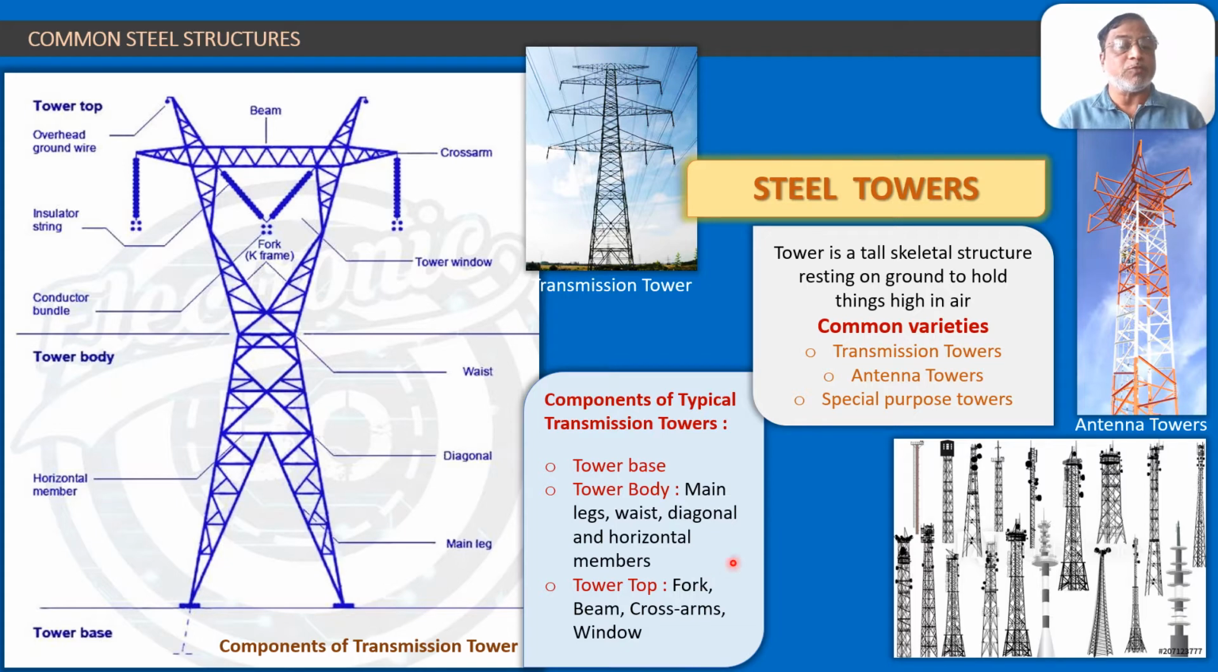Then there are cross arms. You can see this cross arm projecting out of the beam. Now here you can see some material suspended here to hold the cables, electrical cables. Then there is a window. So these are all the four parts of this tower top. So here you get the tower top, the entire structure. So these are the three major components of a transmission tower: tower base, tower body and tower top. So this is, in short, the introduction of steel towers.